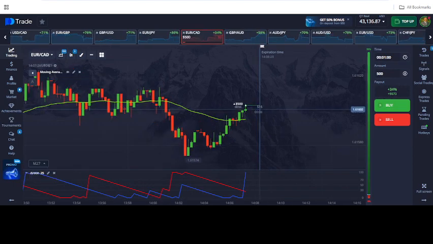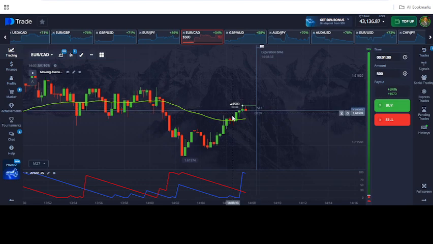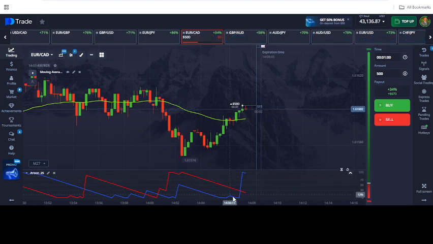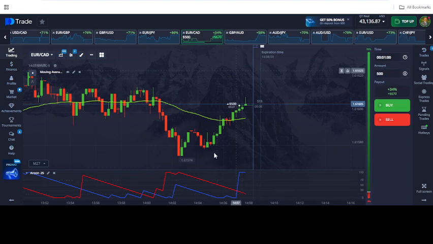Okay, so I'm on the Euro Canadian dollar and I just took a buy trade here. And the reason I took the buy trade is, first of all, we see the candles crossing over the 50 EMA line, which suggests the start of a bullish trend. And then secondly, I have the blue up Aroon line crossing the red down Aroon line in an upward direction here. So we have two confluences here.